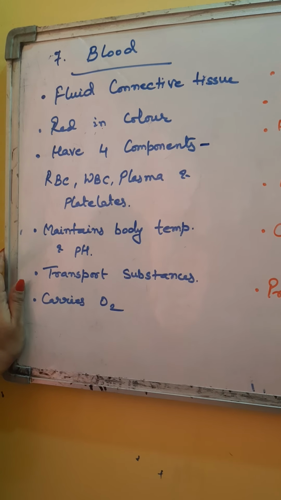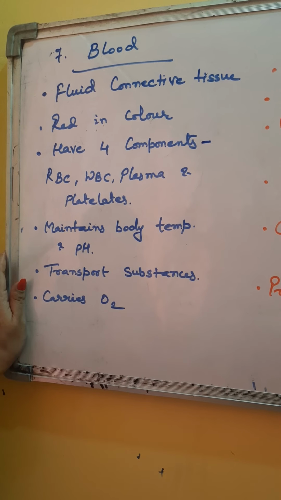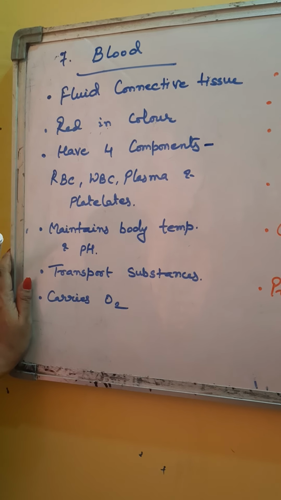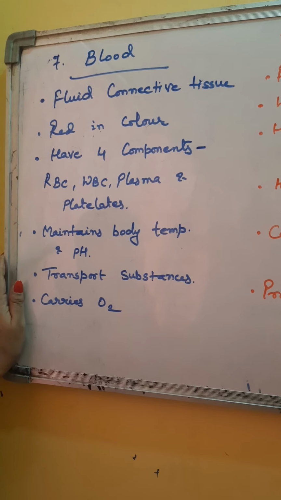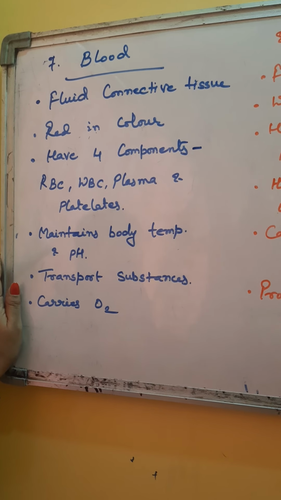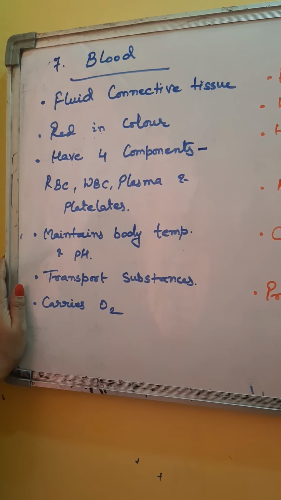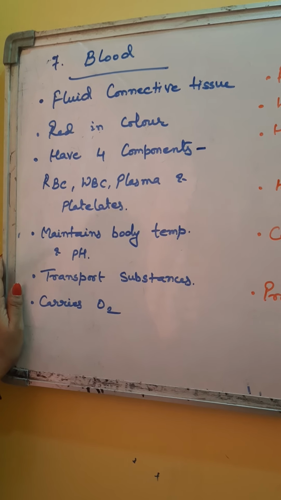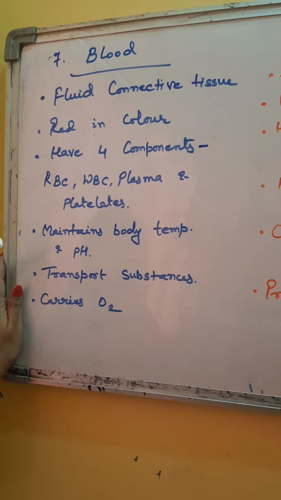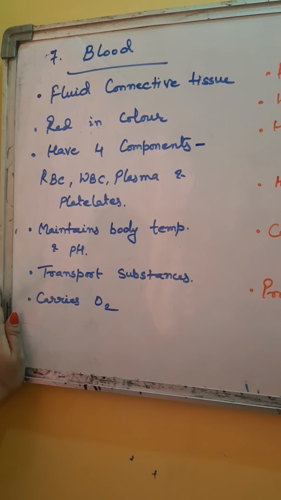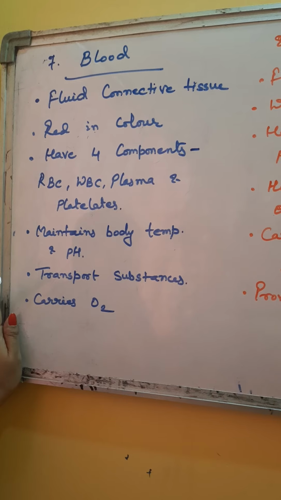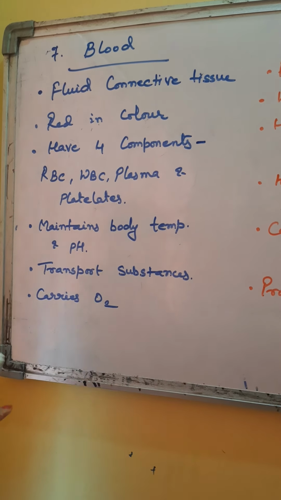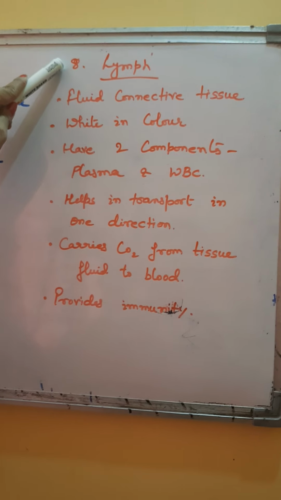Blood is basically responsible for transport of substances: oxygen, CO2, minerals, nutrients, food, hormones, all of these are transported with the help of blood. So it is the main transporting substance of the body, and blood carries oxygen with the help of the respiratory pigment called hemoglobin.